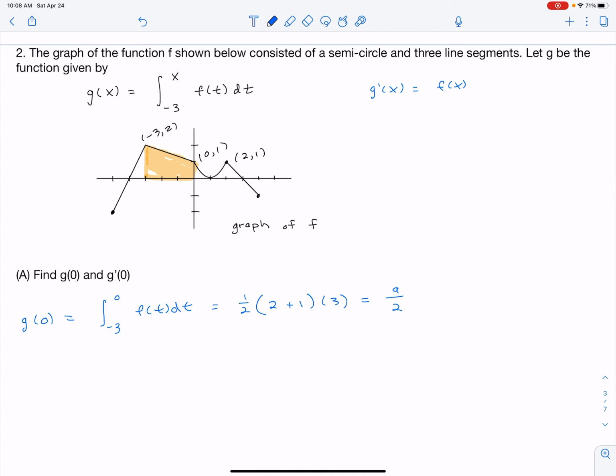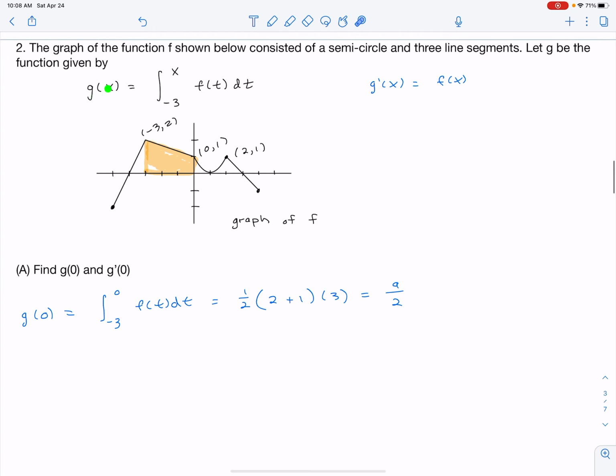Okay, let's answer the second question. So the first question asked us about G, and again, in order to do that, we use the fact that if I want to find g of 0, I evaluate this definite integral from -3 to 0. So I'm finding the area underneath the curve because, again, this is the derivative of this. Now, what are they asking us to find? They are asking us to find g prime of 0, right?